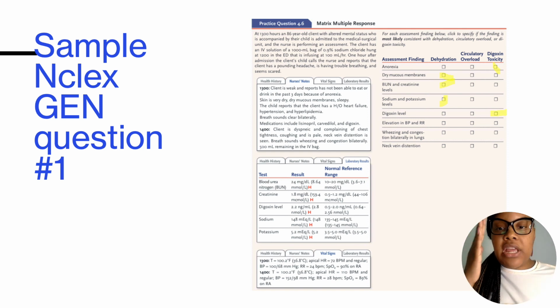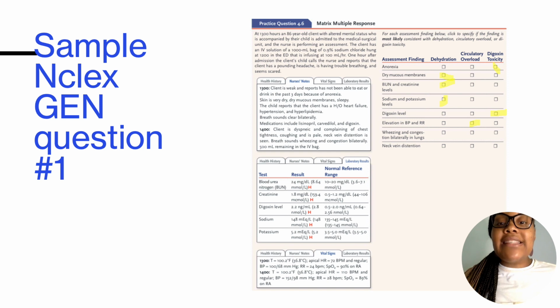So elevation in blood pressure and heart rate. We know that fluid, guess what? Fluid increases your blood pressure. And when you're in fluid overload, your heart rate starts to increase as well to try to help maneuver all that fluid that you have going on. So circulatory overload. Wheezing and congestion in your lungs.